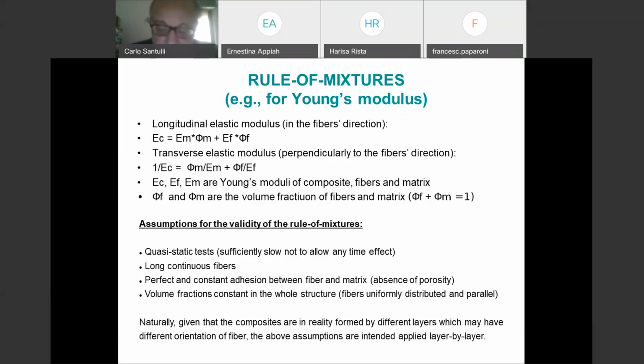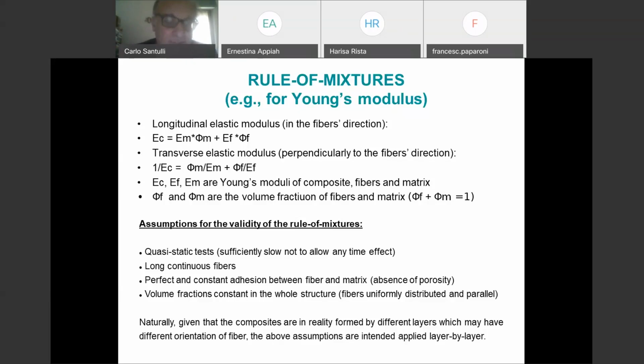The rule of mixtures gives you the maximum possible properties, the volume properties that you can achieve. Then you need to test them and see how far you are from the rule of mixtures. There are also a number of other models that assume either that there are voids, or that there is no perfect adhesion, etc. I won't go into details about that.